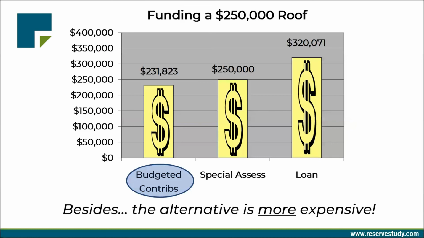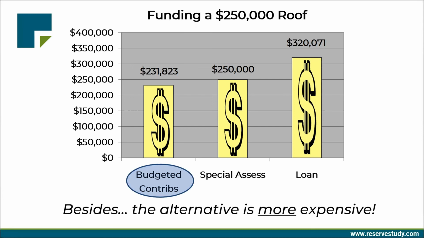And besides, another fact is that budgeted reserve funding is the least expensive way to pay for a reserve expense. The expenses are what they are. The only choice you have is how the owners will pay. With budgeted funding for a $250,000 roof project, owners will pay less than $250,000 due to compound interest earned from the bank. A special assessment will pay for the expense.